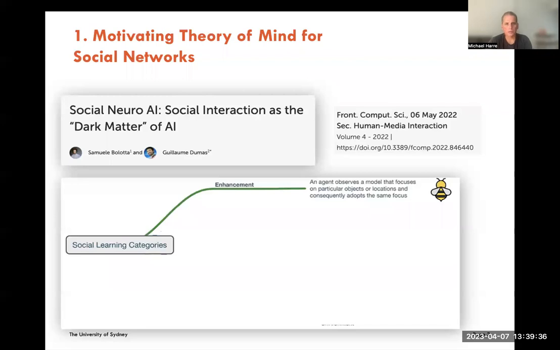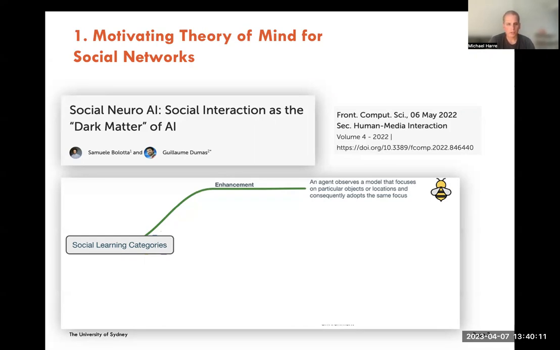So first of all, to motivate the theory of mind, some recent ideas have been emerging around the social, neurological aspects of the way in which humans developed and what consequences that might have for the way in which we want artificial intelligence to behave in the future. And so one of the reasons that we might want to have social artificial intelligences is because the way in which we learn relies heavily on social interactions.